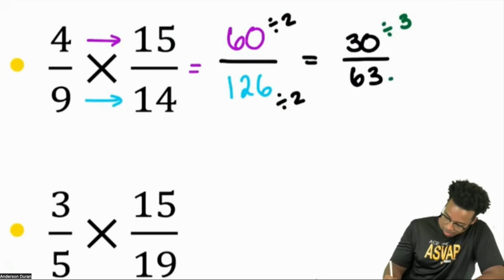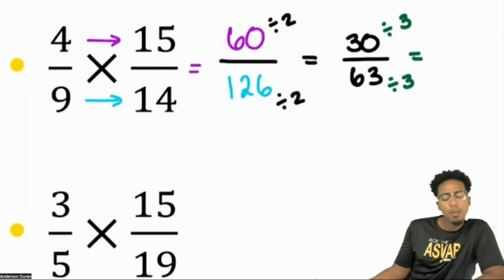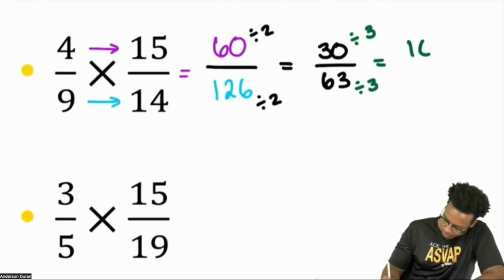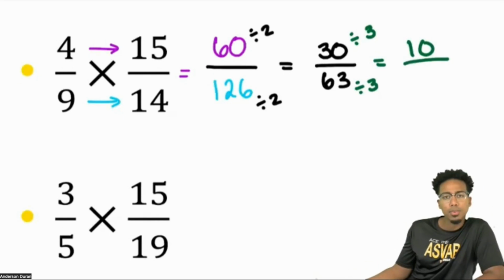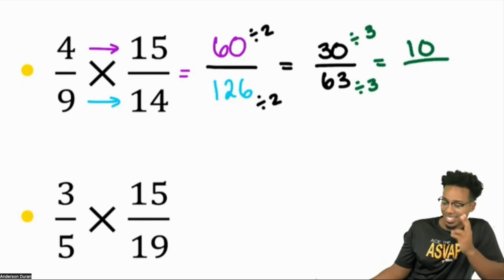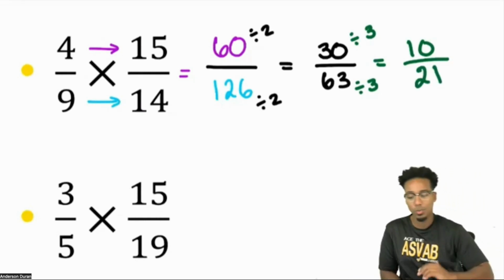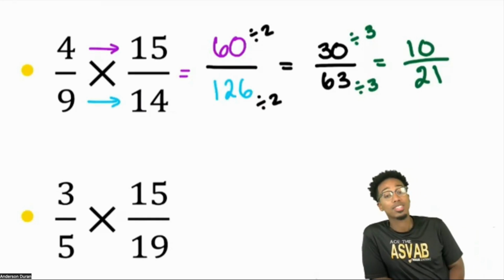So we can divide the top and the bottom by 3. And so let's go ahead and do that then. Everybody, what's 30 divided by 3? 30 divided by 3 is 10. 63 divided by 3, what's that going to be? Not 12. I think we might have some of the 60 there. 21. Yeah, 21 there. And so there we have 10 over 21.